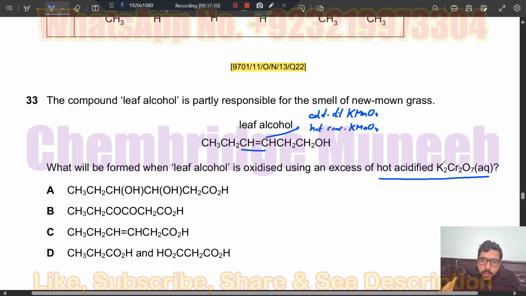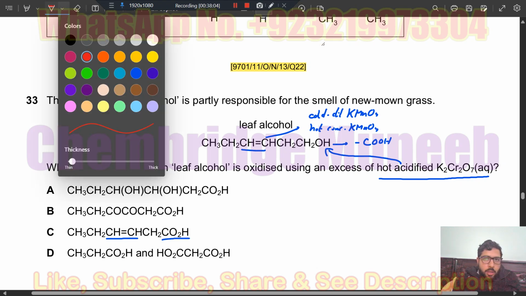There is no effect of hot acidified K2Cr2O7 on a carbon-carbon double bond, which means we have to look for the other functional groups which are present here. So yes, it can affect the OH. It can oxidize alcohol into carboxylic acid. So we have to look for those compounds in which there is just an effect on the alcohol part. So the double bond is here, it is not affected, it is still there, and the carboxylic acid is produced here. So this is the only right option among these four options.